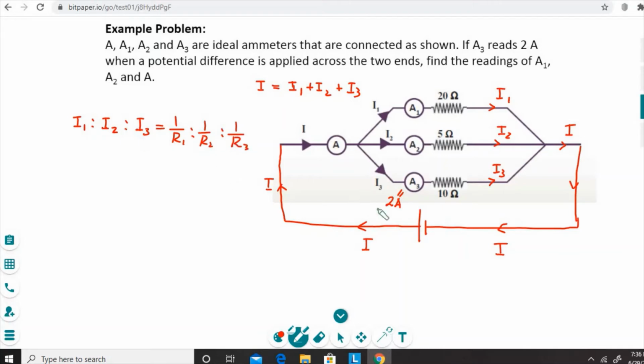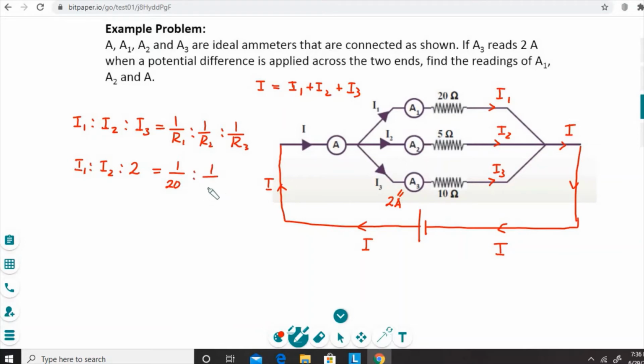Now they have given that I3 is equal to 2 amperes. So I can further write this as I1, I2, this is 2 amps equals 1 over R1, which is 20 ohms. So just for now I'm going to simply drop writing down the units.